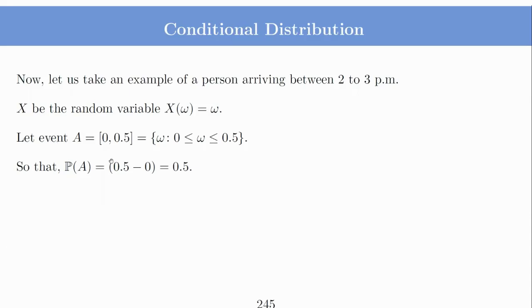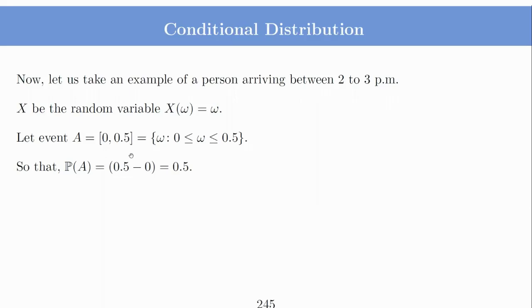So let event A be 0 to 0.5. This is defined in the codomain of X omega, but the pre-image of this will be an event, and this just means that X omega is between 0 and 0.5. Or you can define it as an event which is a subset of the sample space, from 0 to 0.5, which means omega is from all omega between 0 and 0.5. So what is the probability of A? The probability of A would be just 0.5 if you take the uniform measure. Let's assume uniform measure here. You can take any other measure also, and correspondingly define the probability of A.